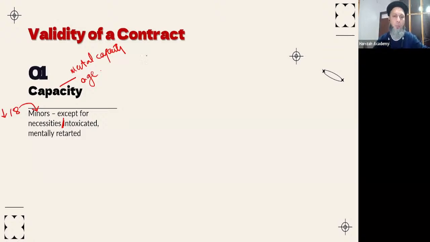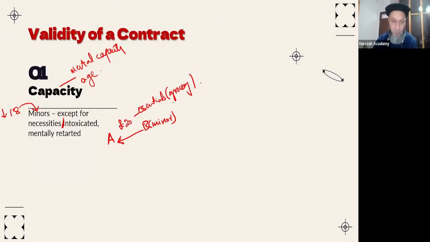For example, Mr. A and Mr. B, and B is a minor. Mr. A is a seller of, say, grocery items. He has a small shop. Mr. B comes to him and asks him to give him goods worth 20 pounds, essentials, for example, grocery. Some grocery items, some oil, some flour, some meat, something like that. And he promises that I will pay you tomorrow.